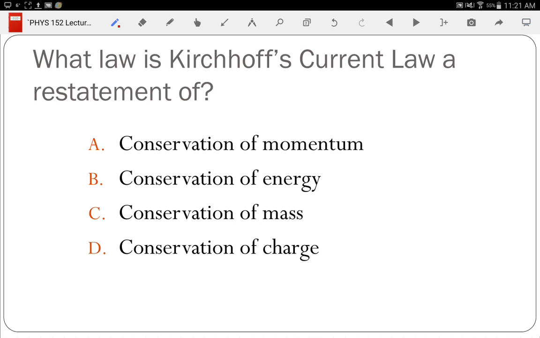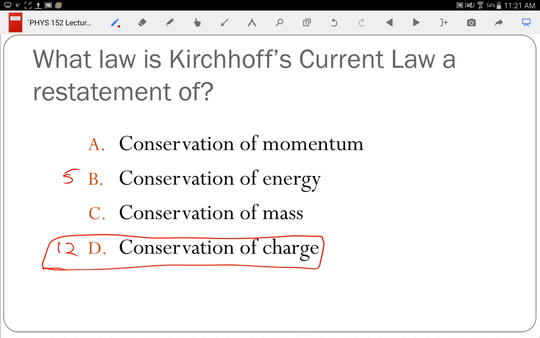Read the question. Okay. We had 5 people who clearly weren't listening, because I just said less than a minute before the question. It was simply a statement of conservation of charge.